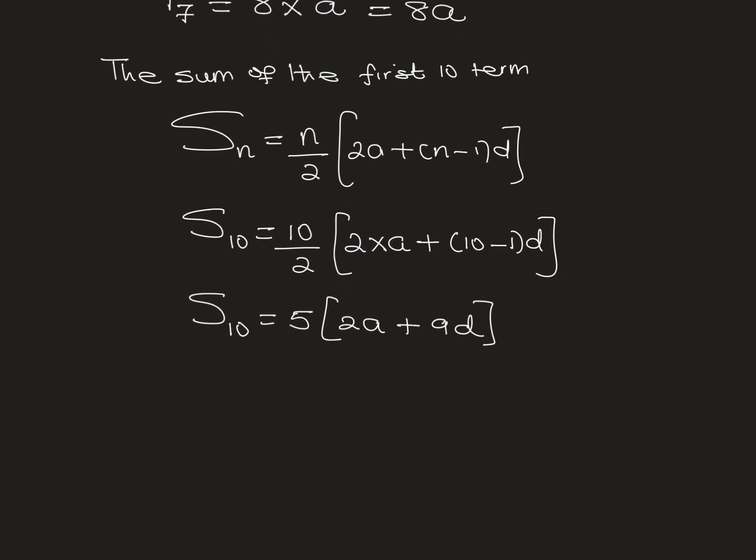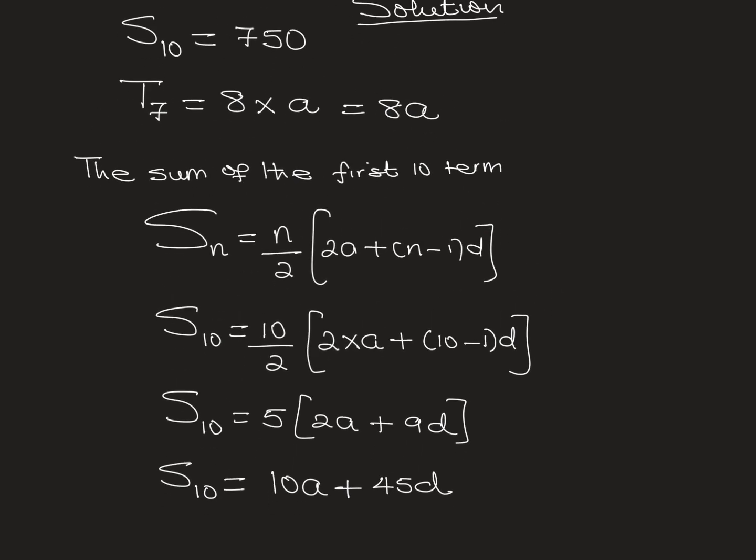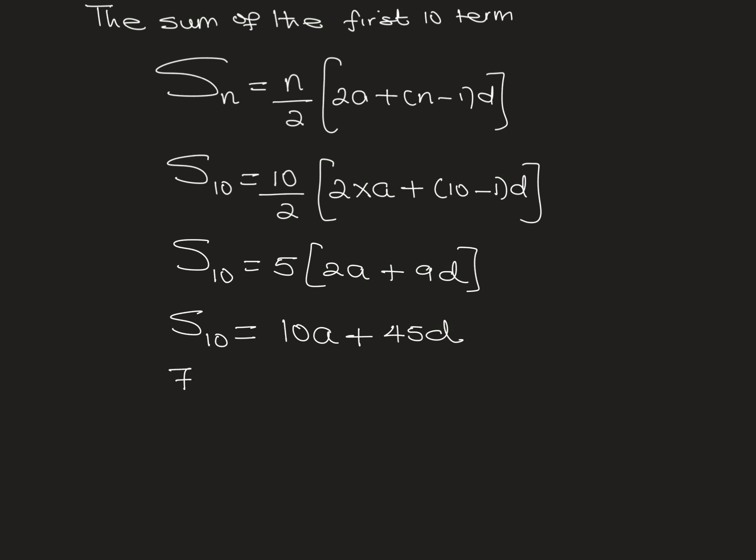So the sum of the first 10 terms is equal to 5 times 2a, which is 10a, plus 5 times 9d, which is 45d. But what is the sum of the first 10 terms? It is 750. So 750 is equal to 10a plus 45d. In other words, 10a plus 45d is equal to 750.